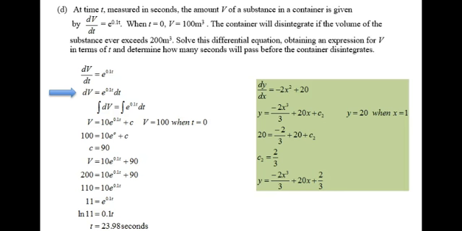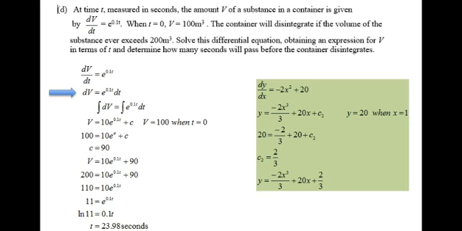Question D is very similar to question E. We tend to set it out slightly differently though. We've got different variables here. We've got v and t, and our first step is to separate anything with a v on one side and a t on the other. So I end up with dv equals e to the 0.1t dt.